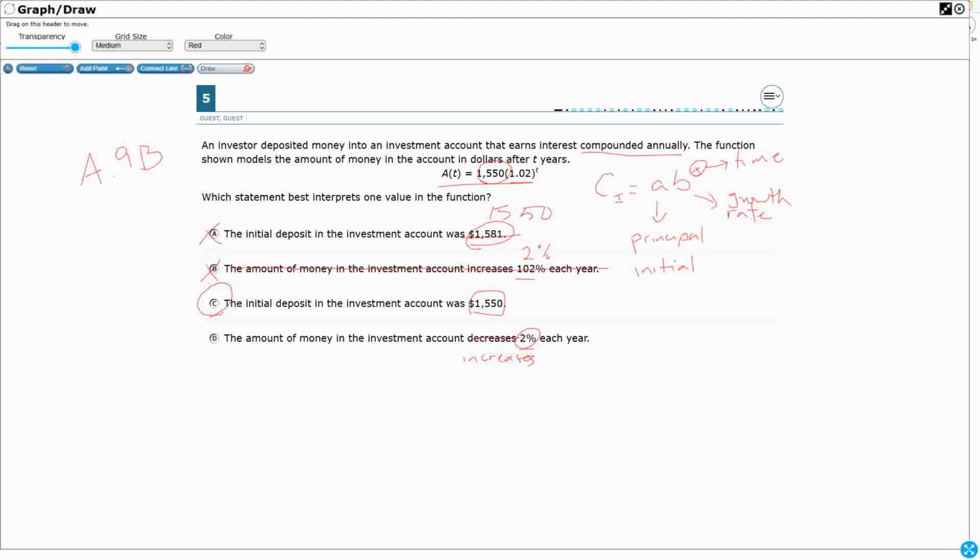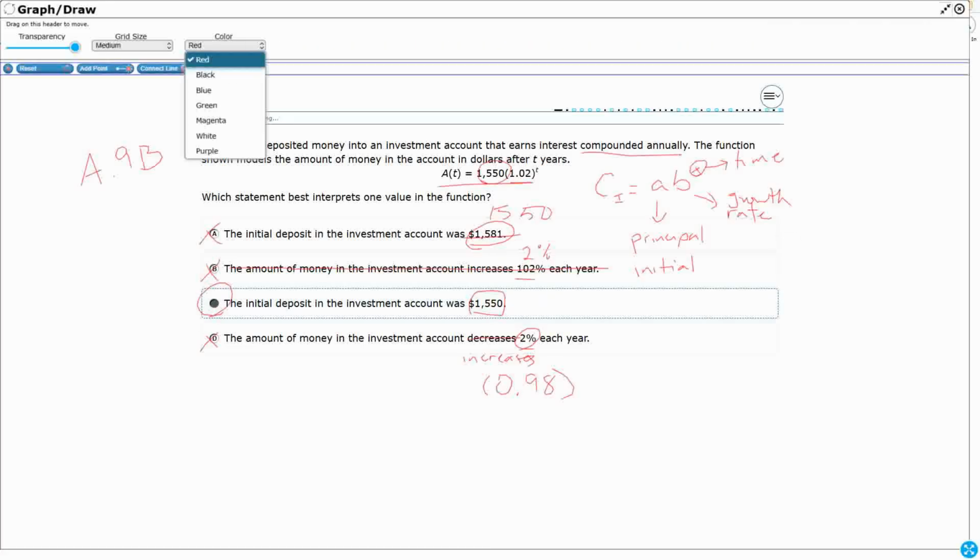A decrease of 2% would actually look like this, 0.98. It would be 2% away from 1, because that 1 is that standard. If you multiply by 1, right, nothing changes. So that's incorrect as well. Our answer here is C. So not really a lot of calculation, it is more interpretation.